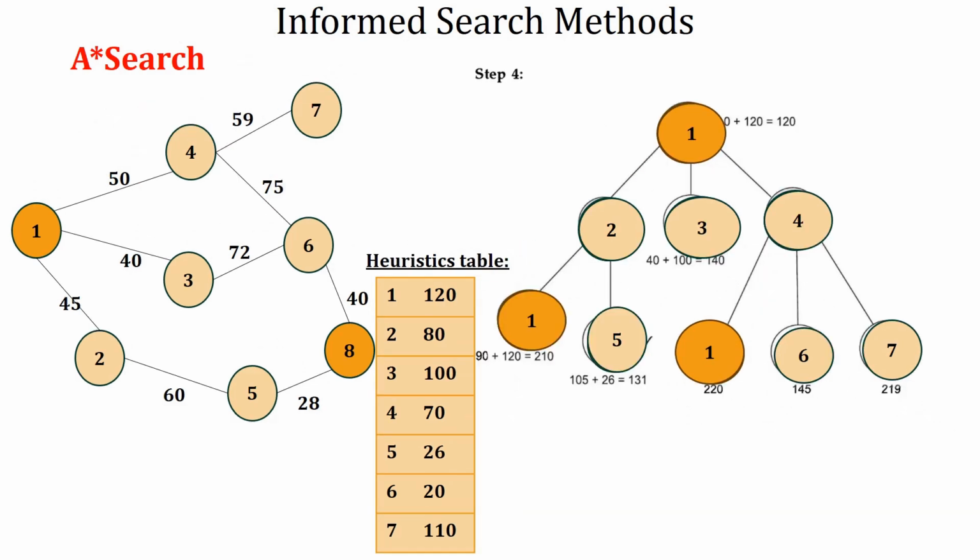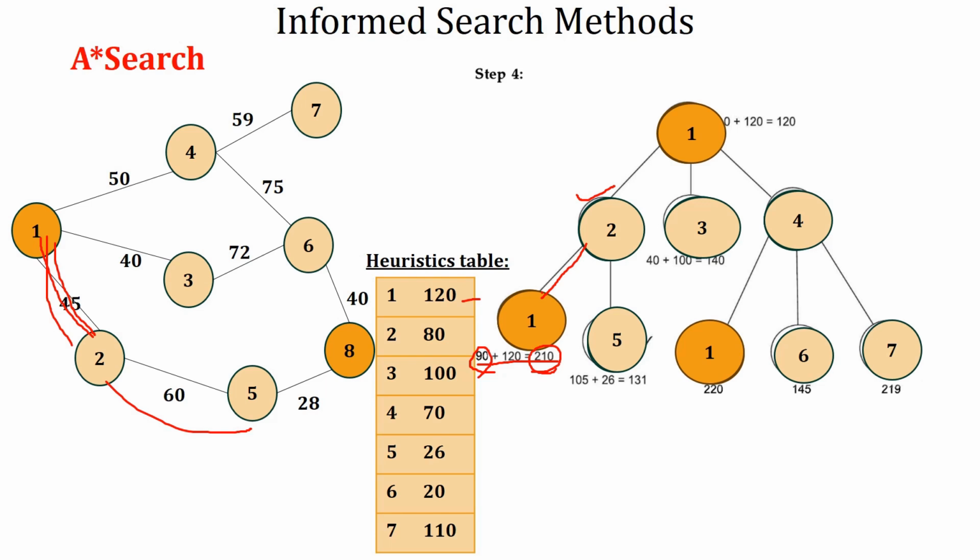check the minimal node, which is found to be node 2. Let us expand the child nodes of node 2. From node 2, we can reach either 1 or 5. To compute for node 1, it is 90 plus 120, which is 210, which means from node 1 we come to node 2, then again from node 2 you go to node 1. So, 45 plus 45 is 90, and the heuristic value of 1 is 120, which is 210.